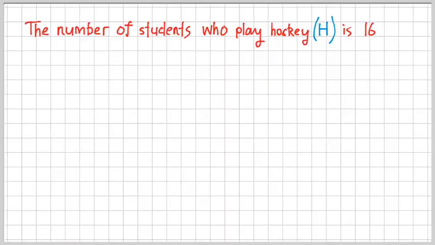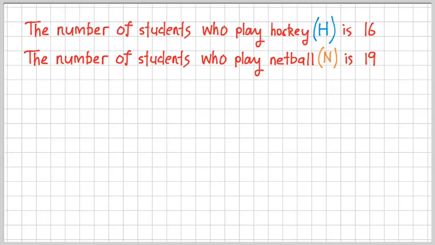Here we go. The number of students who play hockey is 16. So imagine we've got a scenario where this is the case. And so there's also another sports team, a netball team, and the number of students who play netball is 19. What we're going to do is represent this in a picture.